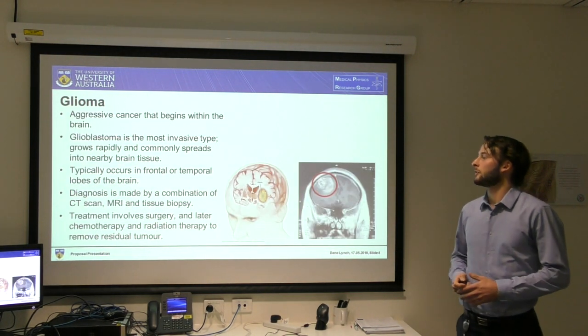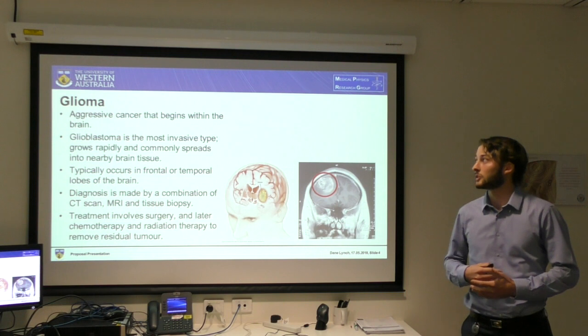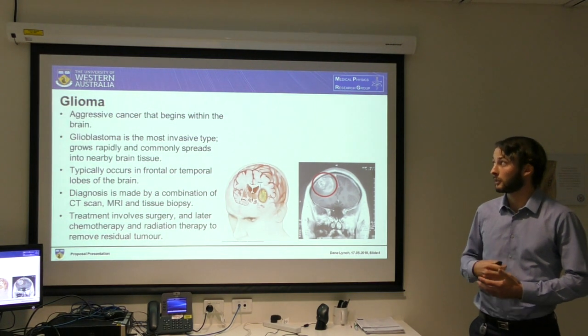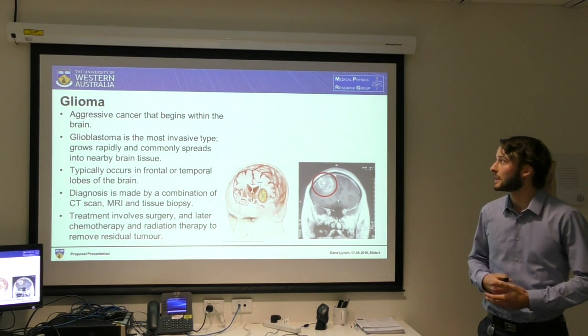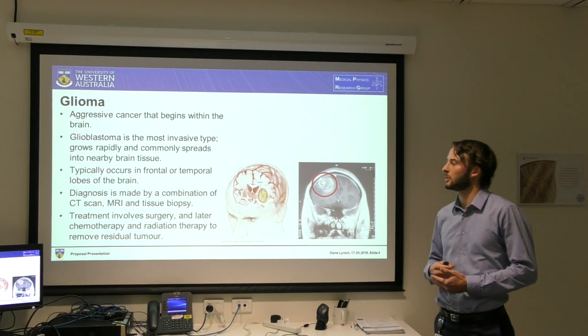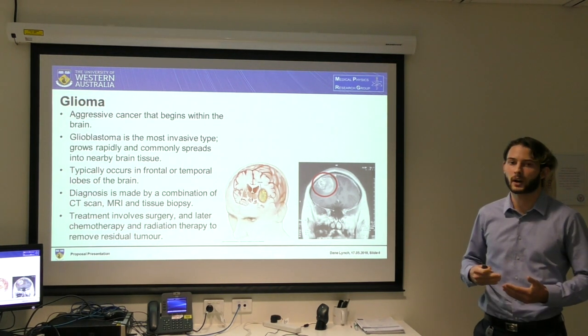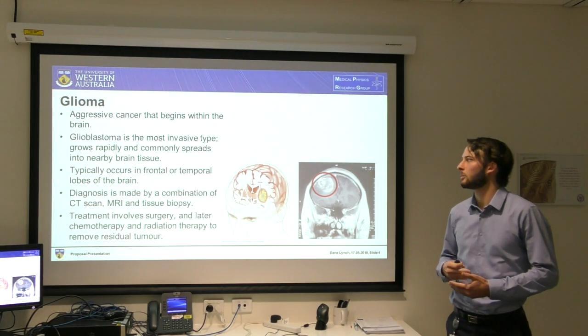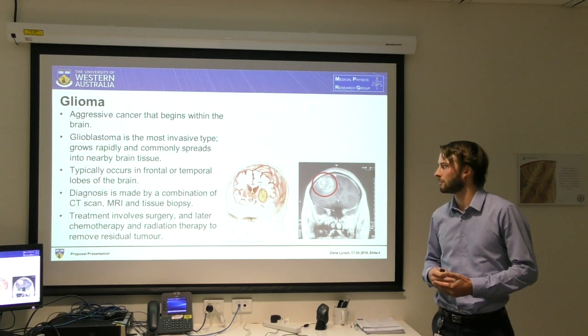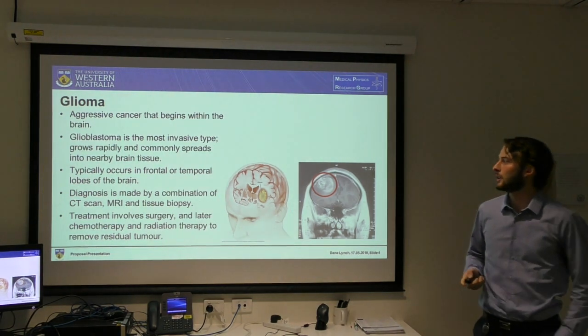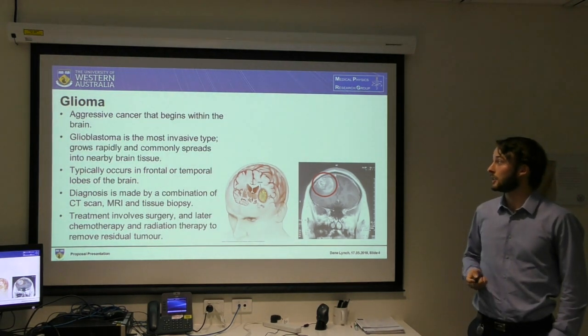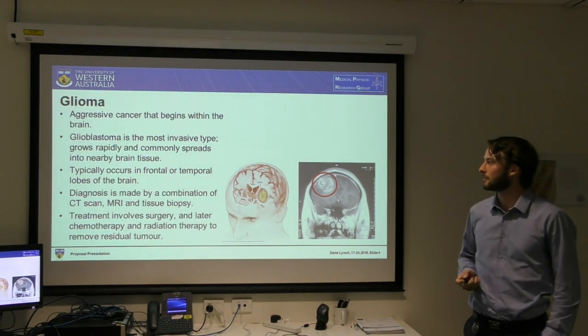So glioma. So the focus of my project will be looking at patients with a type of glioma called glioblastoma. It's an aggressive cancer that begins within the brain, with glioblastoma being the most invasive type, which grows rapidly and commonly spreads into nearby tissue. Over 1,300 Australians died in 2016 due to this cancer.